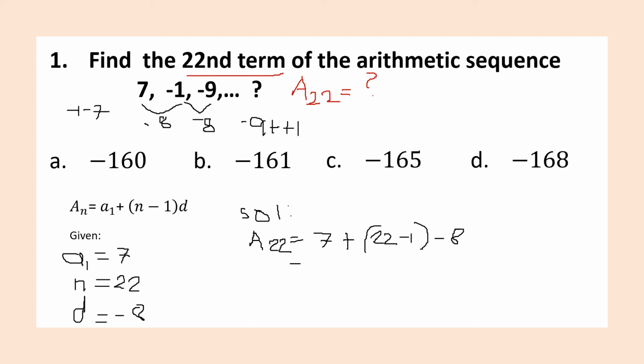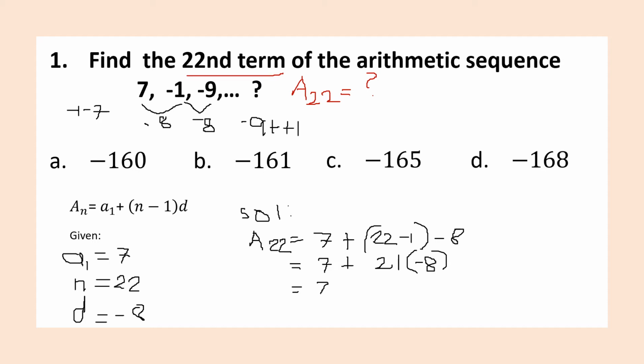Okay, then, following GEMDAS rule, groupings muna ang uunahin natin. Then, copy the rest. So, kopyahin natin yung 7. Add natin yun sa 22 minus 1, which is 21. Times natin siya sa -8. Okay. Then, sunod, GEMDAS. Susunod, walang exponent. Then, multiplication and division, whichever comes first. So, meron tayong multiplication. I-multiply muna natin yung 21 times -8.